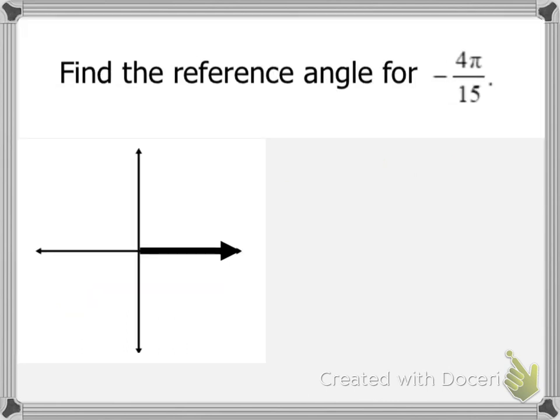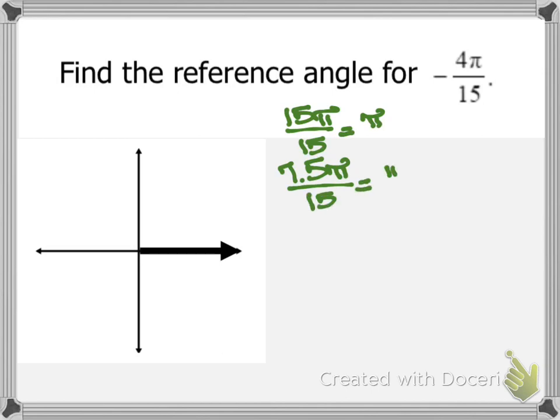Negative 4 pi over 15. So again, we're going to need to do a little work here and see. We know that 15 pi over 15 would be pi, right? So half of that, let's think about this one in a different way than we did the last one. Half of that would be 7.5 pi over 15, which would be the same as pi over 2, right? Half of it. So since this is 4 pi, that means it doesn't go all the way into a quadrant, right? We're just going to go a little bit.